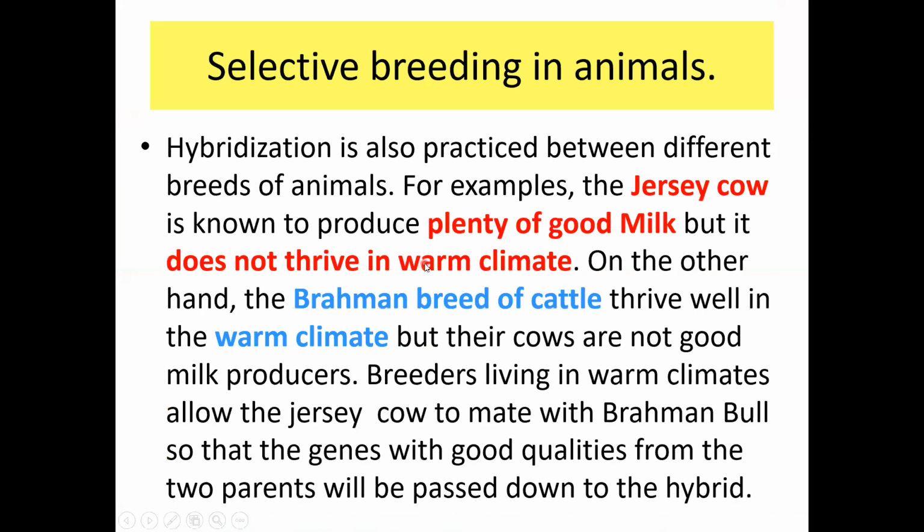Here I'm going to tell you the example of selective or artificial breeding. Jersey cows produce a good amount of milk, but they are unable to survive in the warm climate. They are crossed with Brahman cattle, which are able to survive in the warm climate. After multiple crosses, you can get a cow with good milk production and higher survival chances in the warm climate.